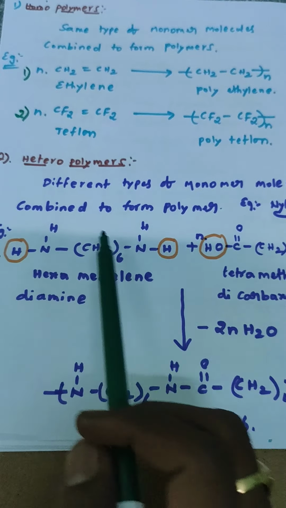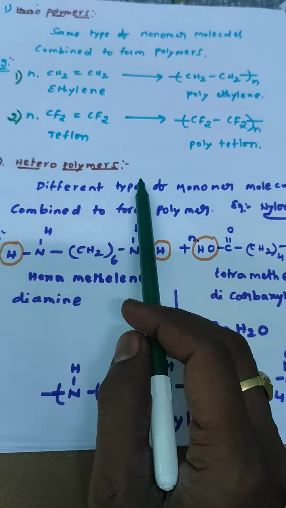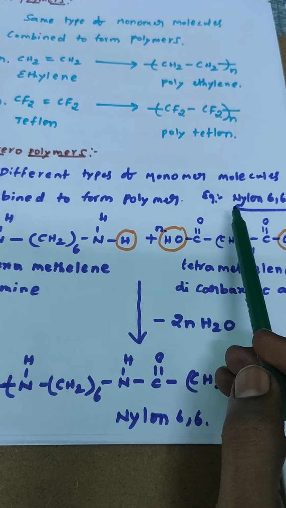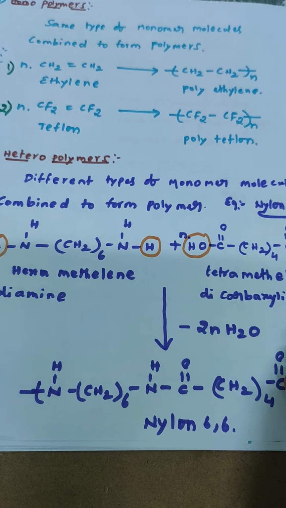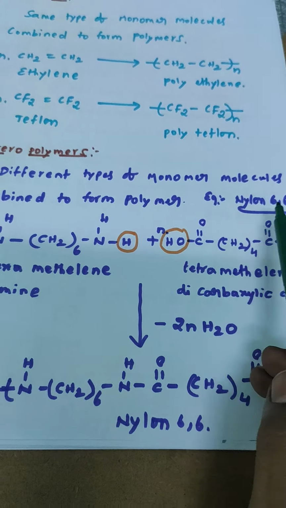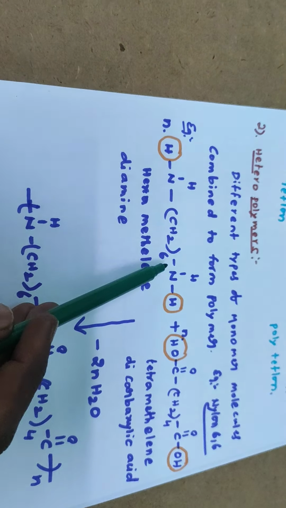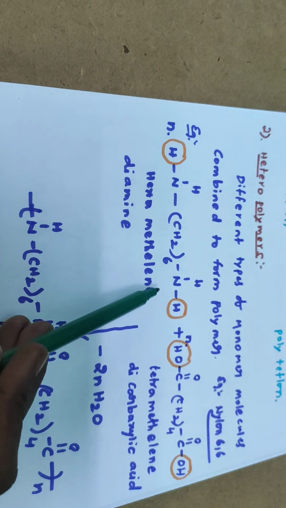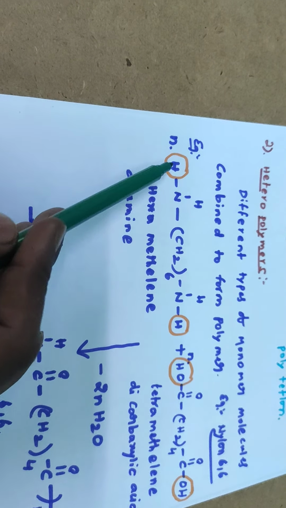Another one is heteropolymers. Different types of monomer molecules are combined to form a polymer. An example is nylon 6,6. How is nylon 6,6 formed? Hexamethylene: CH2 taken 6 times, NH2. Here it is also NH2.